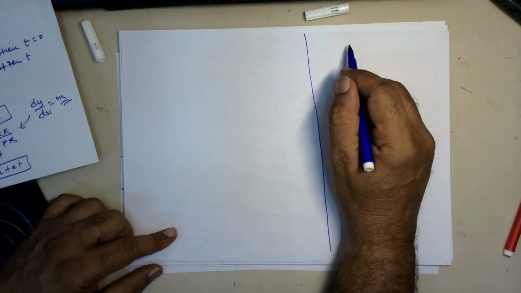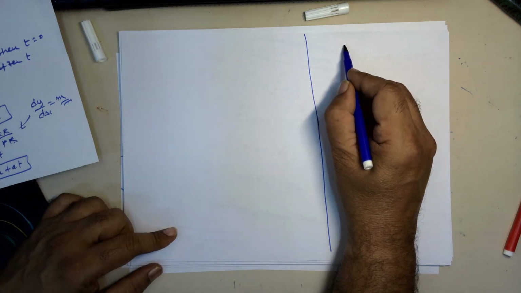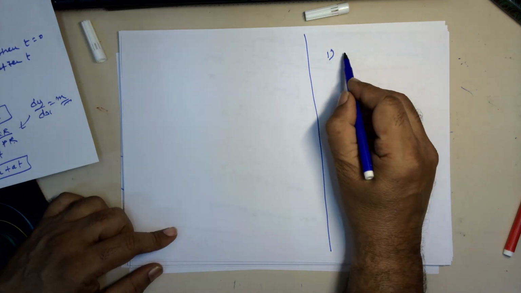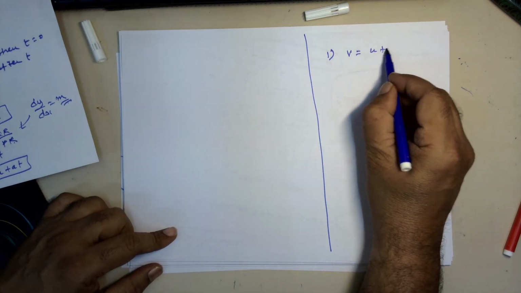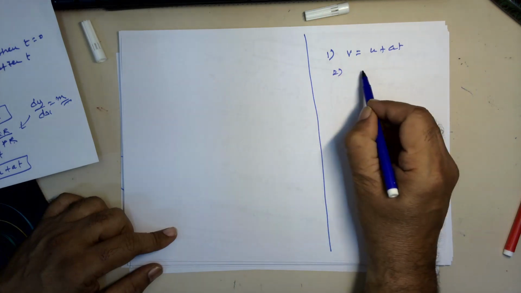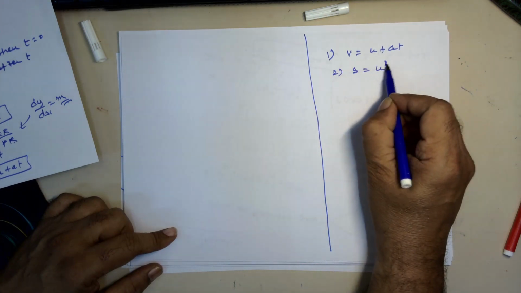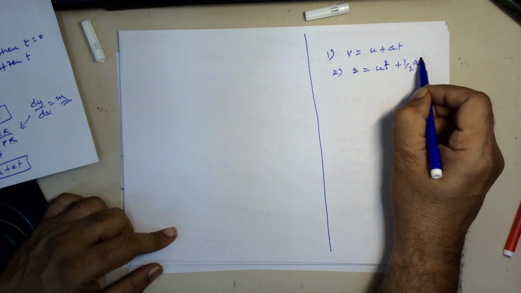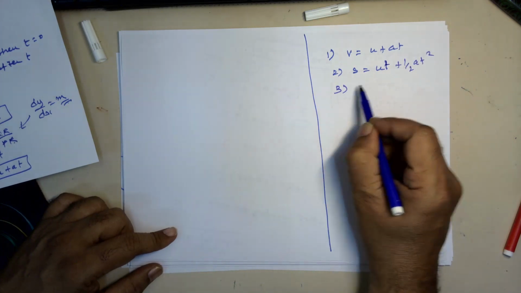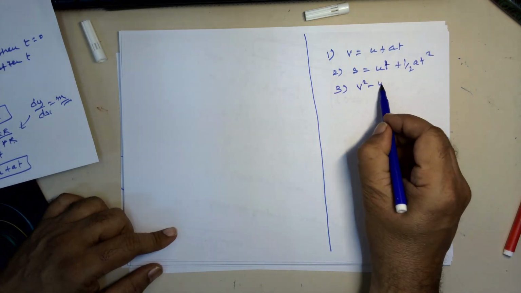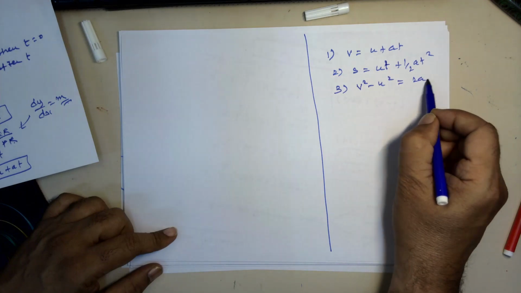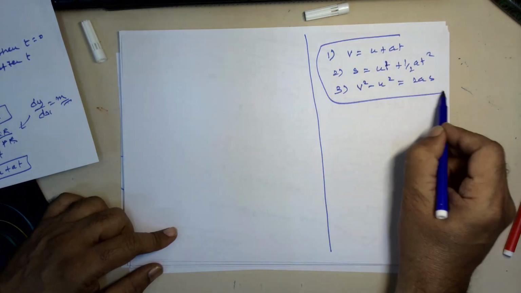So these are the most popular kinematic equations. Tell me, what is the equation number one? V is equal to u plus at. Second equation, S is equal to ut plus half at squared. And third, tell me, v squared minus u squared. So never forget this. Okay.